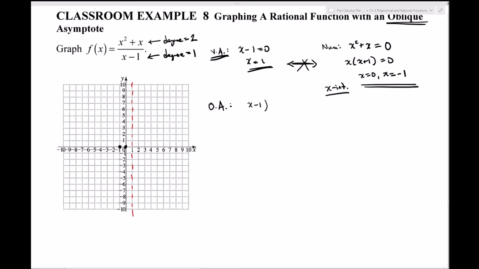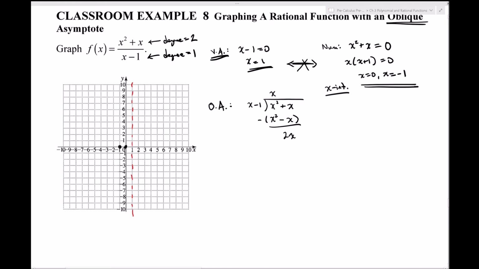x minus 1, x squared plus x, and then we divide. In order for those first terms to match, I need to multiply by x. That's going to give us a matching term of x squared, but that's also going to give us a minus x. We compare these two, and we're going to be left over with 2x, it looks like.